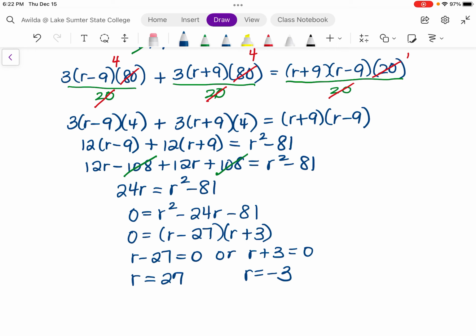At this point, we have to remind ourselves what it is that we were trying to model. We were talking about the speed of the boat. It doesn't make sense for a speed to have a negative value. That means that we only have one viable solution, and in this case, it is that the rate of the boat is 27 miles per hour.